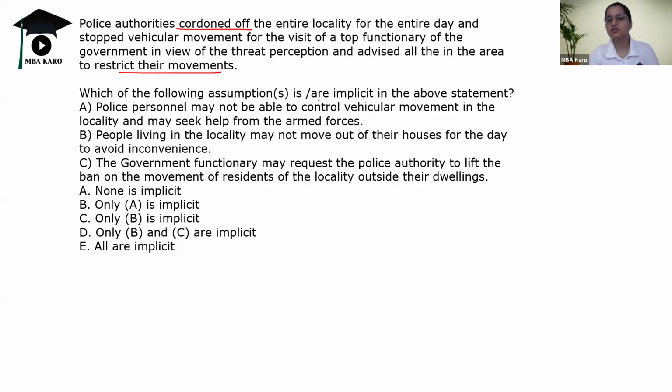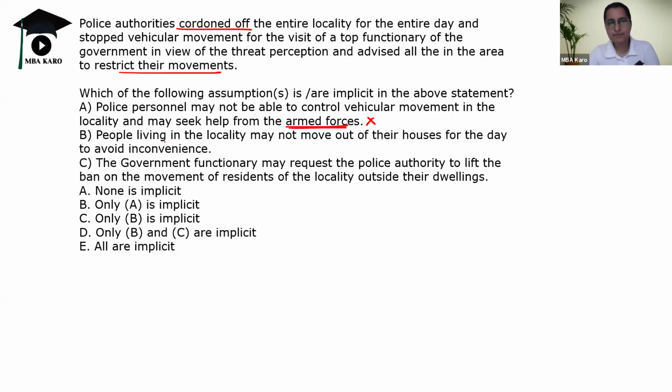Now, which of the following assumptions is or are implicit in the above statement? One says, police personnel may not be able to control vehicular movement in the locality and may seek help from armed forces. Now, see here, we are only given information about police personnel, that they have cordoned off the entire locality. If they were not able to control vehicular movement and wanted to seek help of the armed forces, then any effort that they are putting in right now will fall apart because of this assumption. So this assumption is not supporting our statement. So this is not implicit.